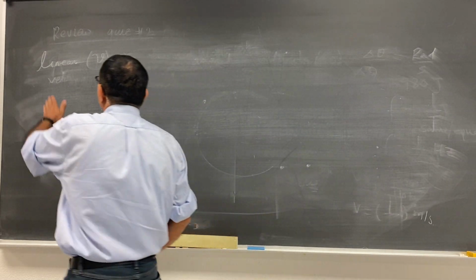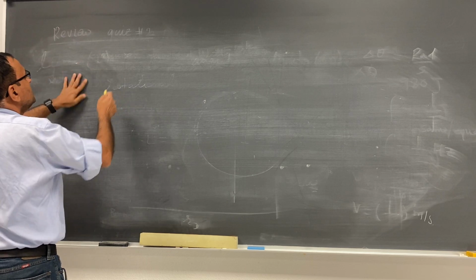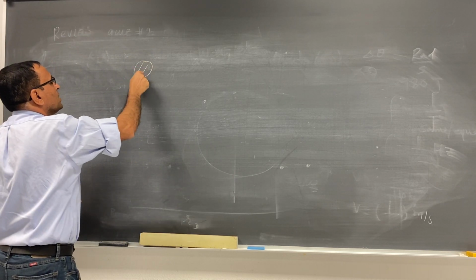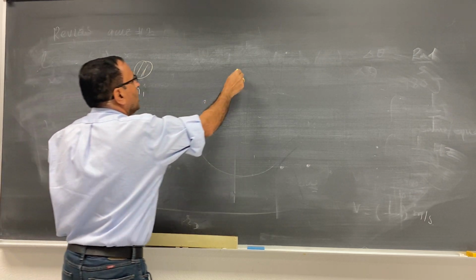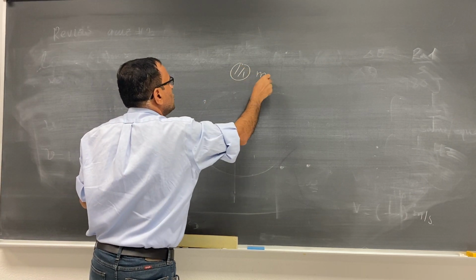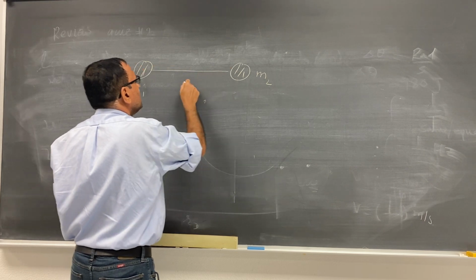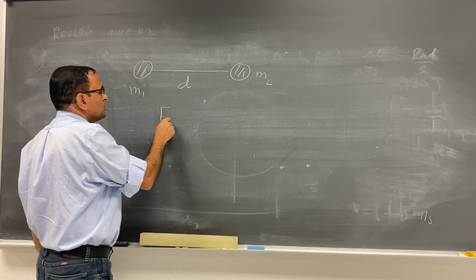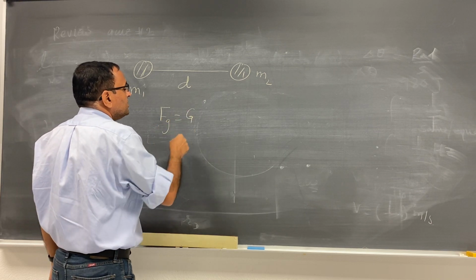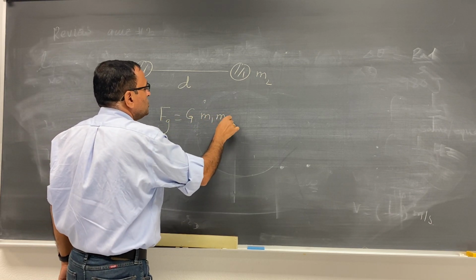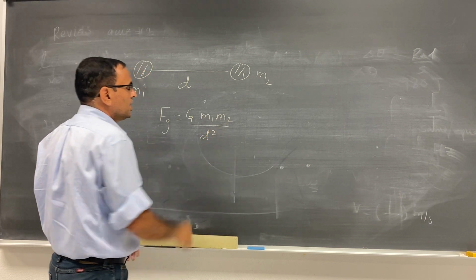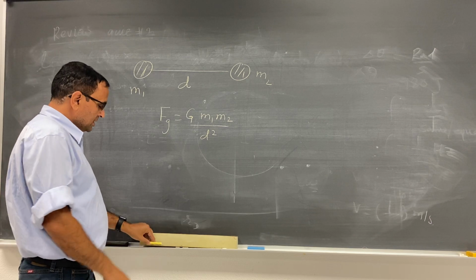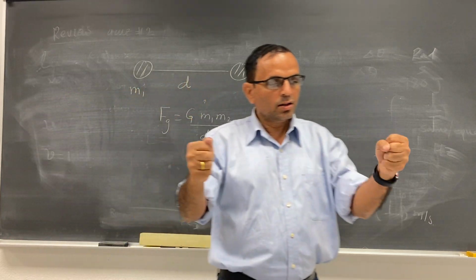Then we have another one, like gravity and circular motion. Gravity is really straightforward. If you have two objects, one object is m1, another object is m2, there is a force between them. Okay, the distance between them is d, so the gravitational force between them is G m1 m2 divided by d square.